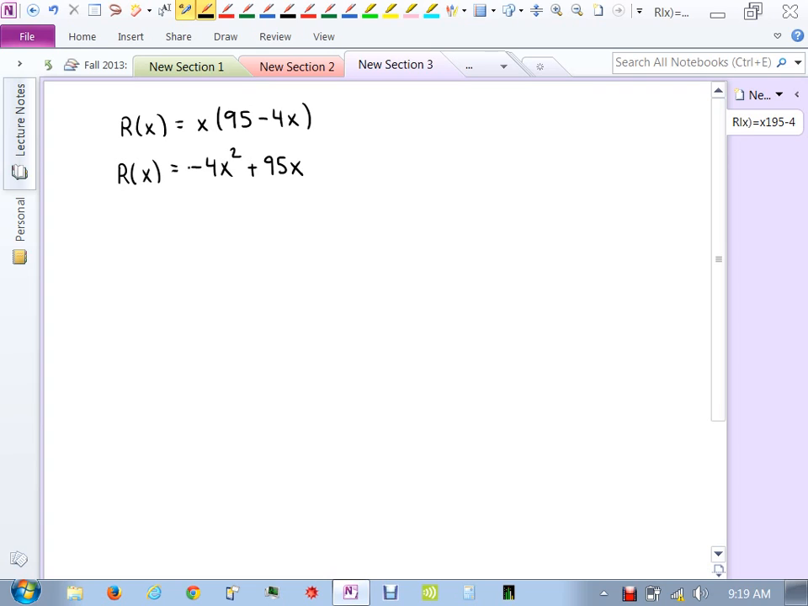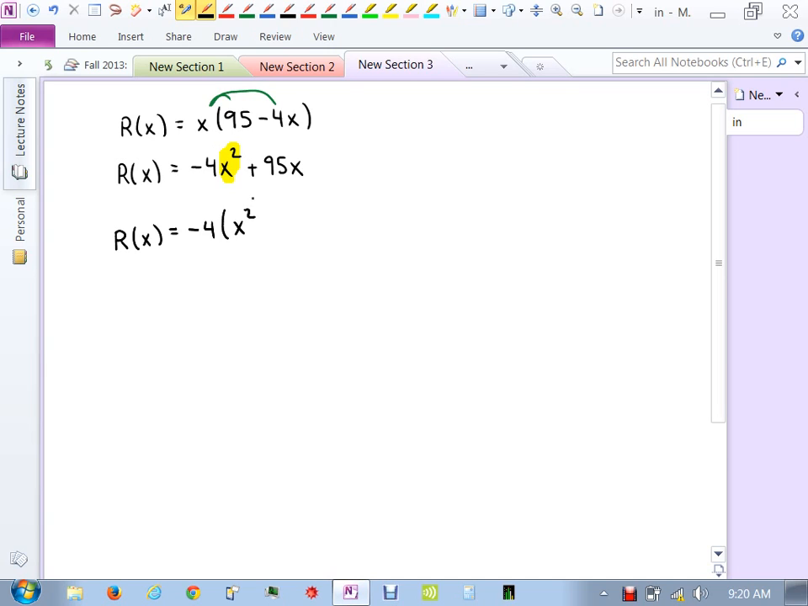First of all, you get your revenue function by distributing your x through here and then putting it in descending order. That means highest power of x down. So the first thing you do is factor out your greatest common factor, because in order to complete the square, you have to have a coefficient of 1 on the x squared term. That just means I can't have a negative 4 in front of that. So I factor out a negative 4.